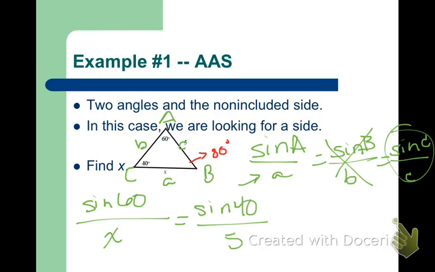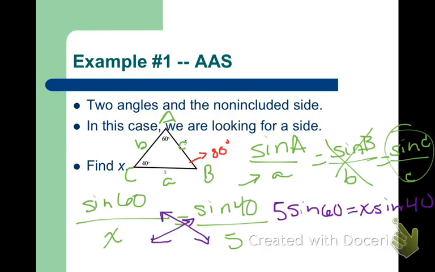From here, I can cross multiply and divide, and solve for x. So far I haven't plugged anything into my calculator yet. I'm going to do that last. Right now all I've done is cross multiply. And since I want x by itself, I'm going to divide both sides by the sine of 40. This does not cancel anything. It cancels over here, but I still have to take 5 times the sine of 60 divided by the sine of 40. When we multiply that all out in the calculator, we get x is equal to 6.7.